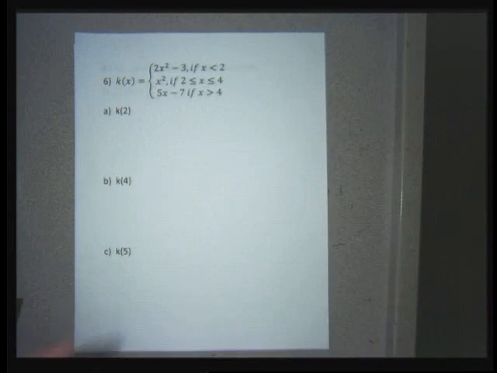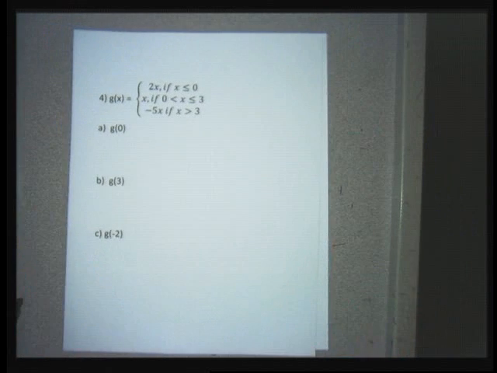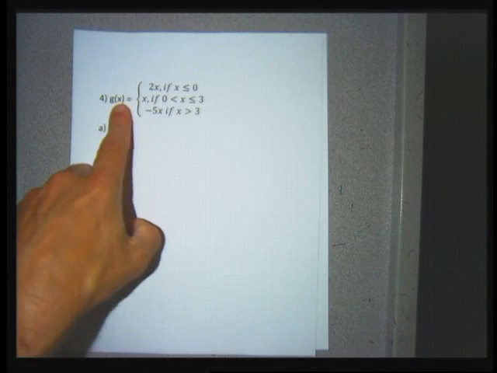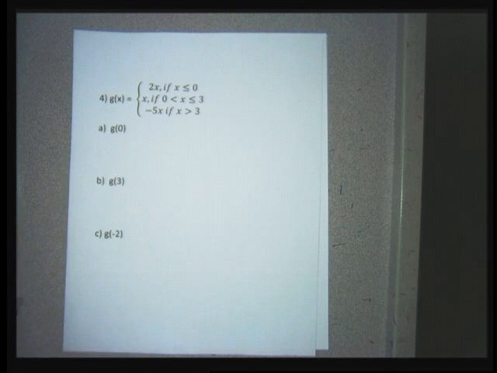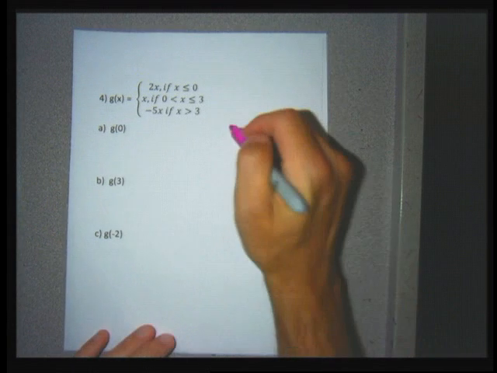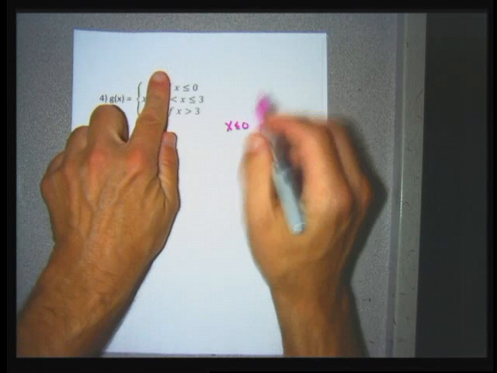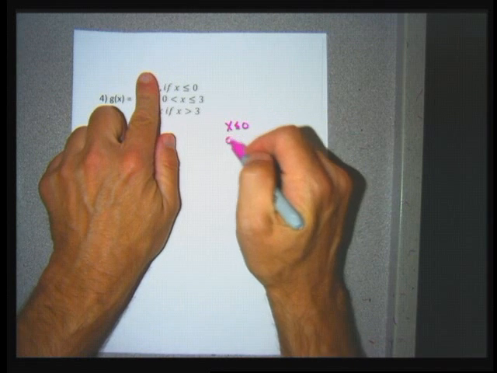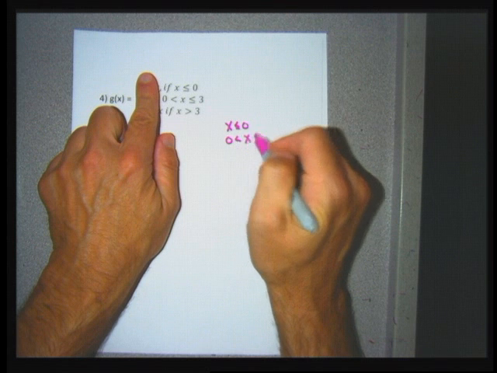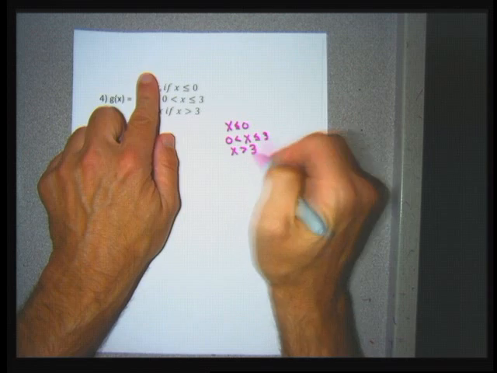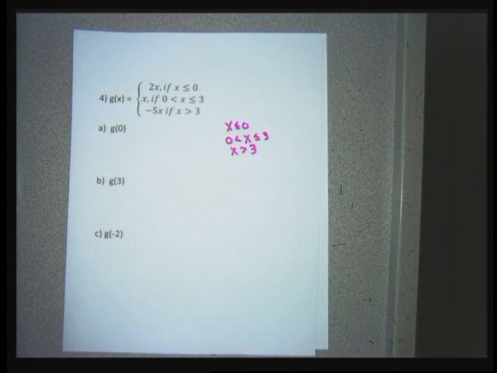So 4 is a function. It's defined with 3 pieces as opposed to 2. The first number I want to put into this function for x is 0, and I have to decide between the 3 choices after the ifs, if I'm plugging it into the top one, the middle one, or the bottom one. And only one of these can be true.